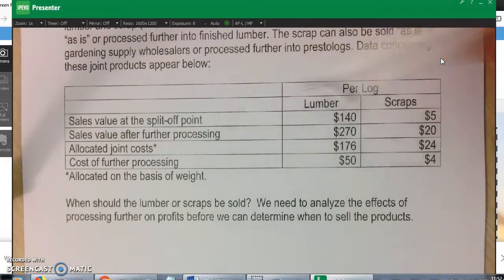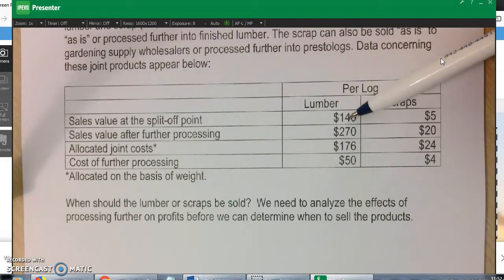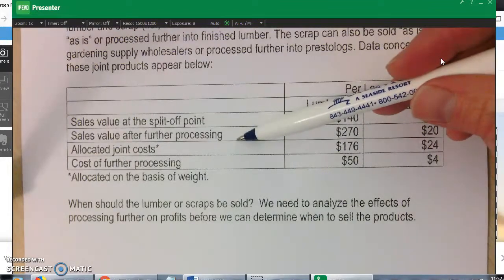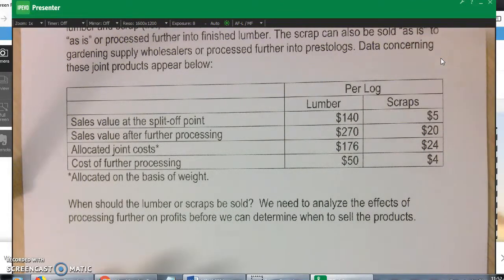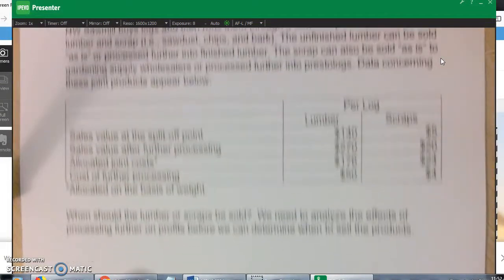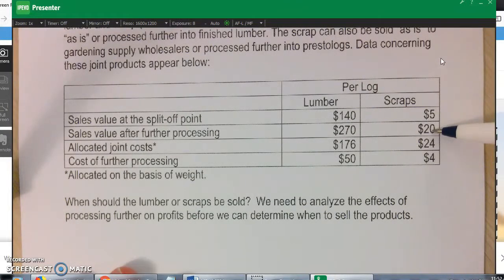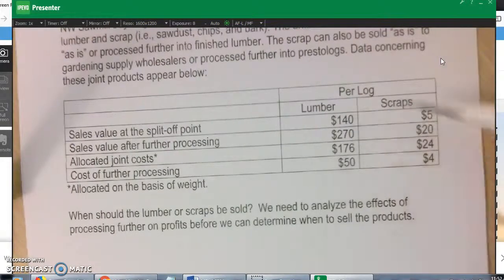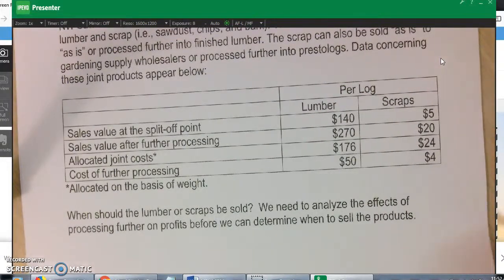Now you look over here at the sales value at the split off point. If we were to just not process it, basically sell it as is, we could sell the lumber for 140 and scraps for 5. If we further process it, we can sell the lumber for 270. So unfinished lumber can be sold as is for 140 or further processed and sold for 270. Scrap can be sold as is for 5 or further processed and sold for 20. This is the joint cost, based upon the weight, so physical quantity, but that doesn't matter. Those are sunk costs. Cost of further processing does. And so what we want to do is decide: should we further process lumber or sell it as is? Should we further process scraps or sell scraps as they are?